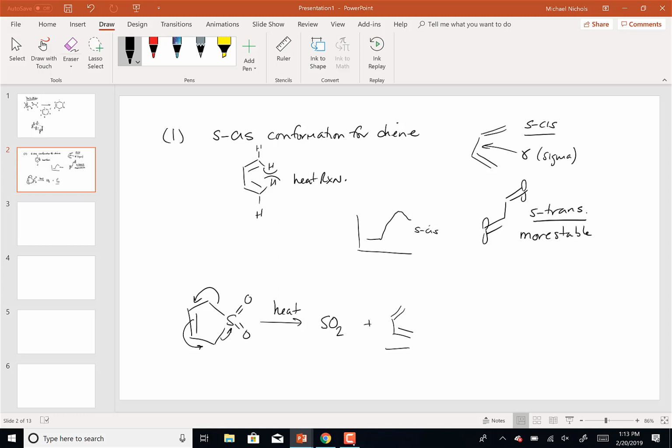Now, if you put methyl groups here, that might be even more difficult to get it to work. So it's really going to depend on, if it's an acyclic system, it's going to really depend on these groups. Even if they're hydrogens, they're going to be butting up against each other. So that's rule number one.